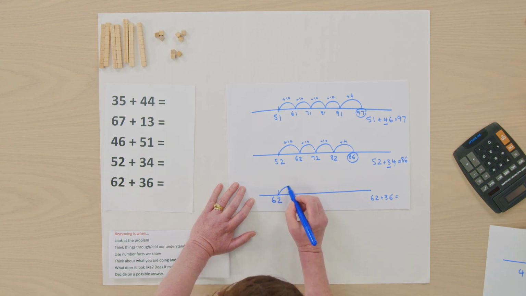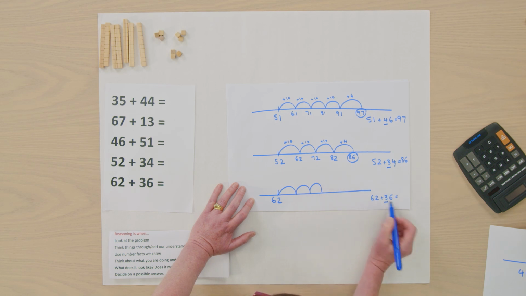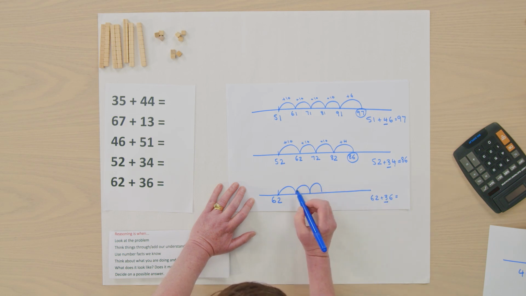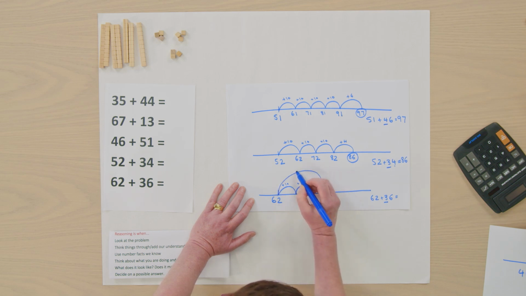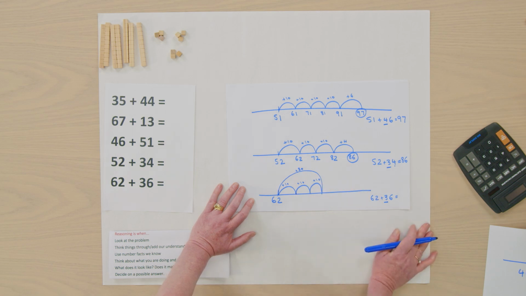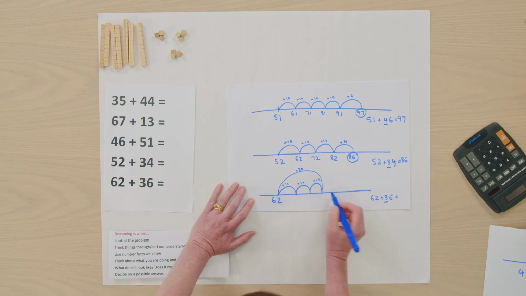Here we go. 1, 2, 3. I'm jumping by 30, 3 tens. Now, I wonder if some of you are thinking, why don't we just jump by the 30? Well, we can when we're ready, and you might be ready. But we're jumping by tens just to make sure our maths is accurate.